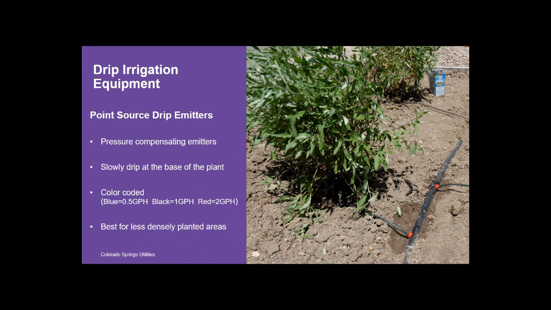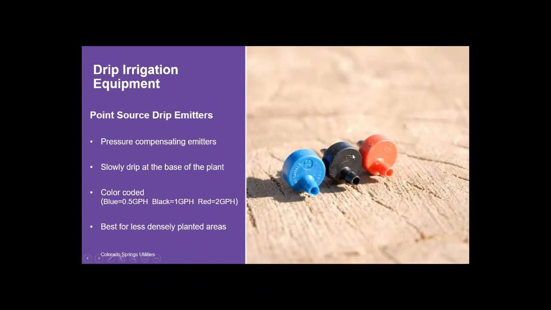They're color coded. So we have this blue color code here. It's hard to see, but once you get familiar with this product, it's color coded for ease of understanding how much water, or how many gallons per hour, that emitter is producing. So a blue emitter is producing 1/2 gallon per hour. A black emitter is producing 1 gallon per hour, and a red emitter is putting out 2 gallons per hour.